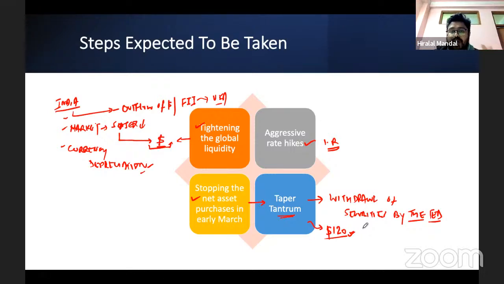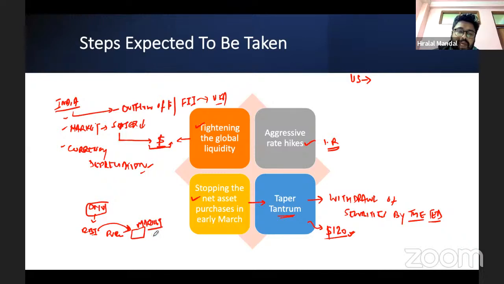Now, all these steps are going to affect the market. For example, the concept of taper tantrum. If the US Federal Reserve withdraws from purchasing securities from the market, what will happen? We have seen under the open market operation, the RBI purchases securities from the market, and thereby injects liquidity into the market. It purchases the bonds, and where does the liquidity go? The liquidity goes to the market.